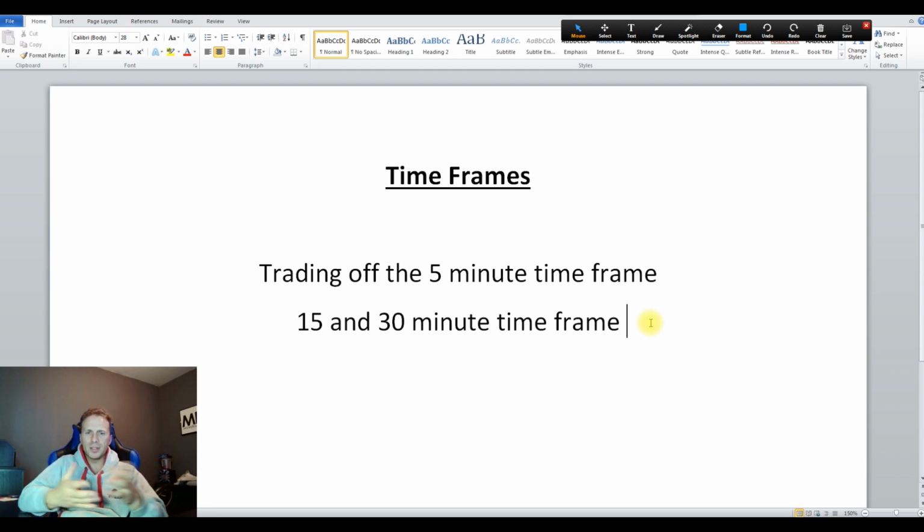Now this goes for every time frame. If you're trading the 1 minute, you want to be drawing your support and resistance off the 5 or 15 minutes. Now if we're trading the 1 hour, it's the same. We draw our support and resistance off the 4 hour and daily.